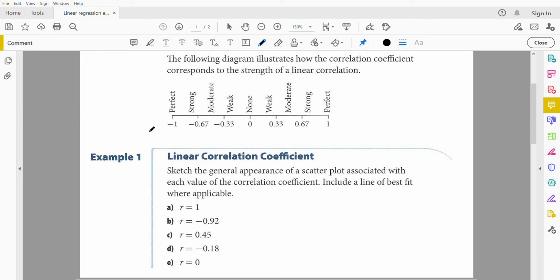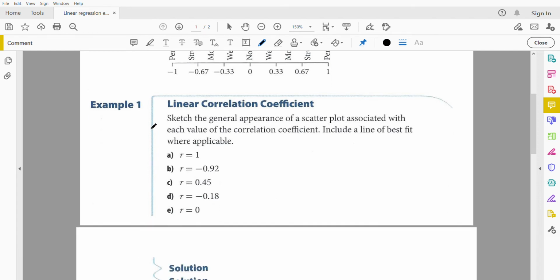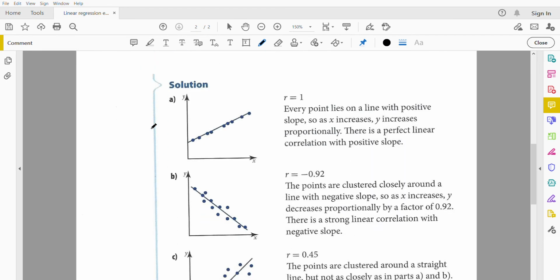So in this example, we are asked to sketch the kind of pattern, the scatter plot, that will be for each of these R values. So the first one, R equals 1, as you can see here, when you have R equals 1, every point of the scatter plot is on the line itself.